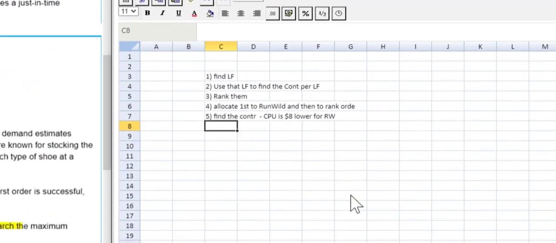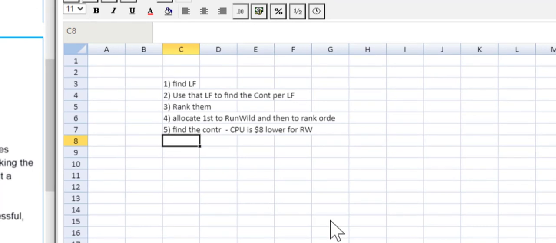So first of all, it's best to define the process. There's 5 steps here. You find the limiting factor. Then you use the limiting factor to find the contribution per limiting factor. Rank them. Allocate first to Run Wild and then in rank order. And then find the contribution of the optimal production plan, remembering that the contribution per unit is $8 lower for Run Wild.